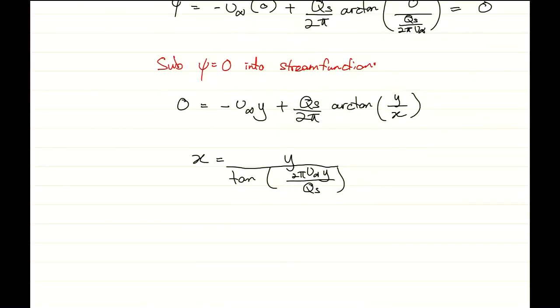Right, so all I've done is I've taken u infinity y to the left hand side here, and take these terms over as well and rearrange it so that x is some function of y, u infinity, and qs. So this is our equation of a separatrix.